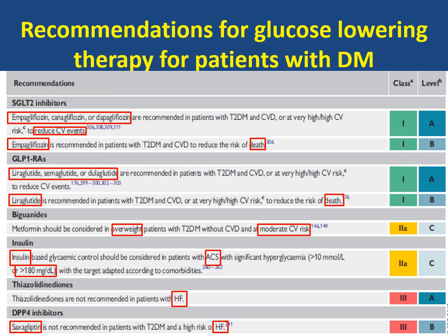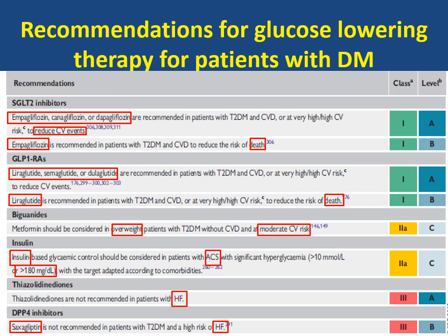So what are the recommendations for glucose lowering therapy for patients with diabetes? The first recommendation is for sodium glucose cotransporter 2 inhibitor.